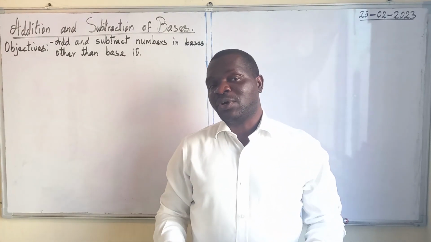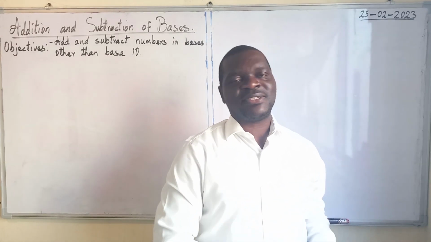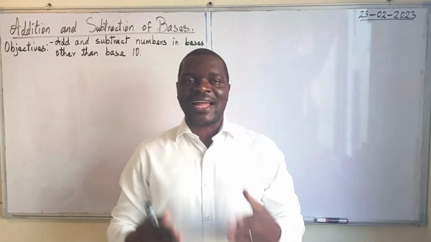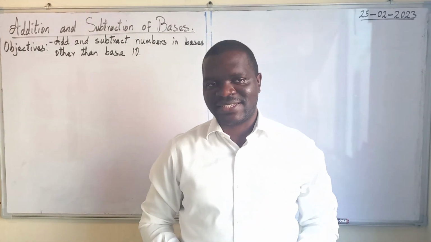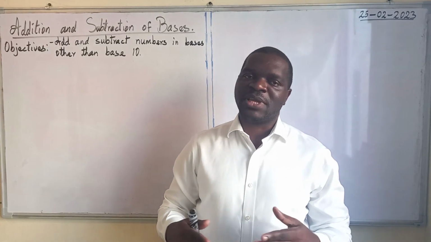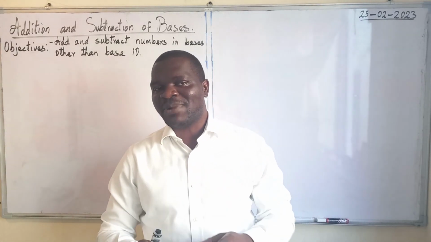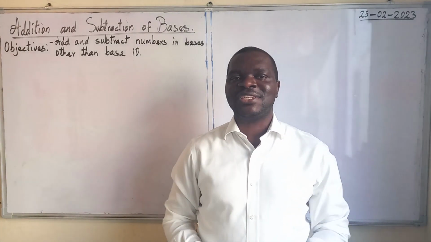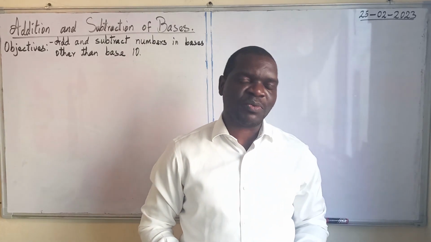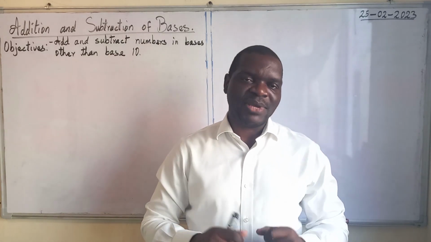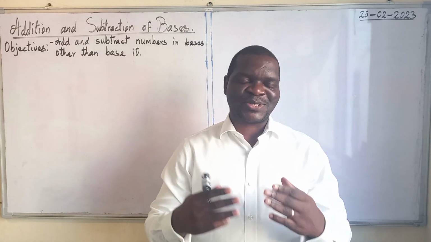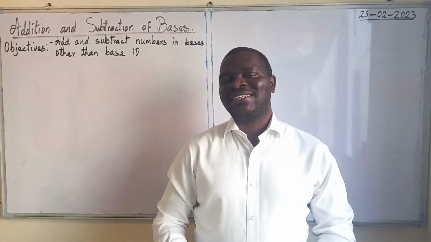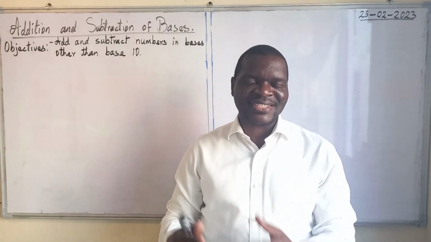Last time, we talked about converting from other bases to base 10. Today we are going to be looking at something new, and that is addition and subtraction of bases. By the end of the lesson today, we should be able to add and subtract numbers in bases other than base 10. In everyday life, our normal subtraction and addition are done in base 10, but today we want to look at other bases. Without too much talk, I'll go into some examples so that we can better understand how to operate numbers that are given in bases other than base 10.